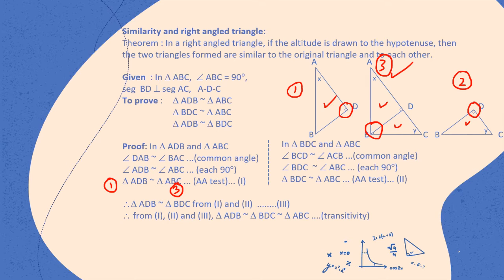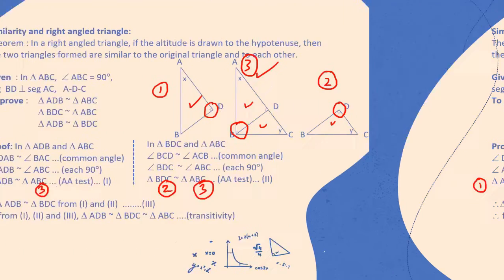Now we have got some good proofs. We have proven that 1 is similar to 3, and 2 is similar to 3. What does it mean? From transitivity, 1, 2 and 3 are similar. This is the basic foundation which you need to remember, what happens when the altitude is drawn from the vertex to the hypotenuse at 90 degrees. The geometric mean is now actually a formula which we will see ahead.